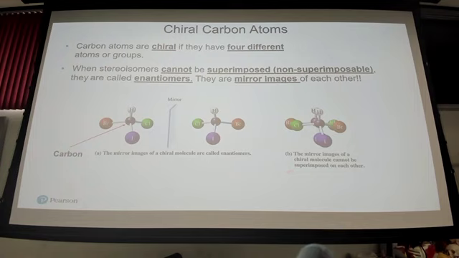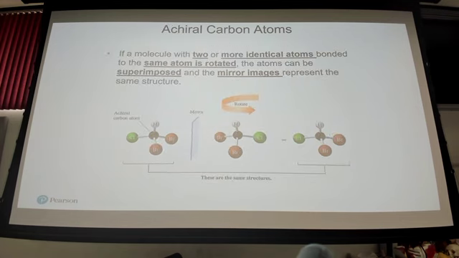Everybody understand the definition of chiral versus achiral? What's the definition of a chiral carbon? 4 different groups. Always use the hands, that helps. And if it's chiral, what else is it? Mirror images cannot be superimposed. And it's an enantiomer, okay? Does that make sense? What about achiral? Two or more of the same groups?